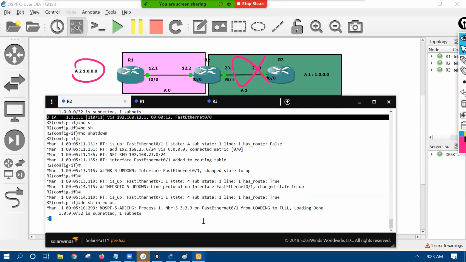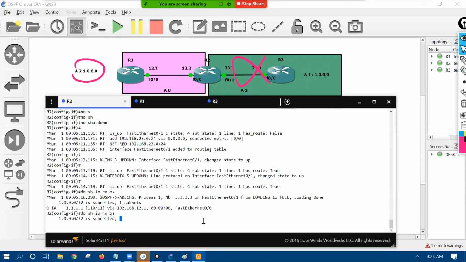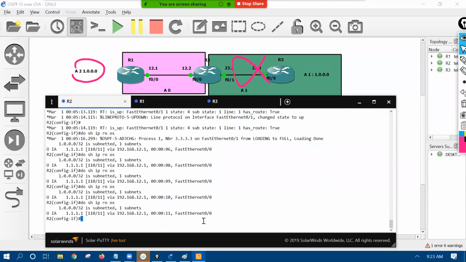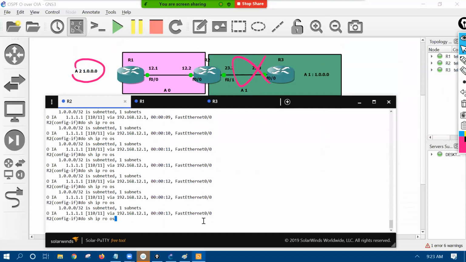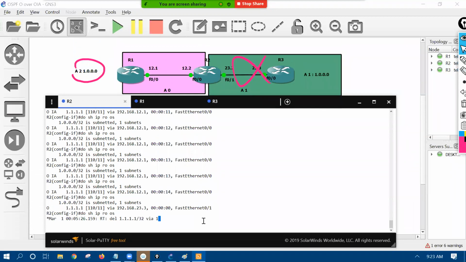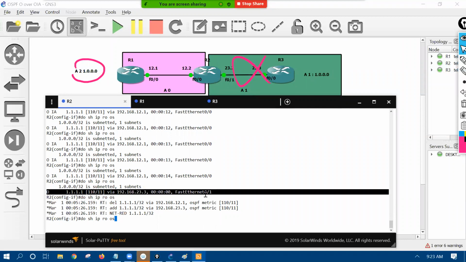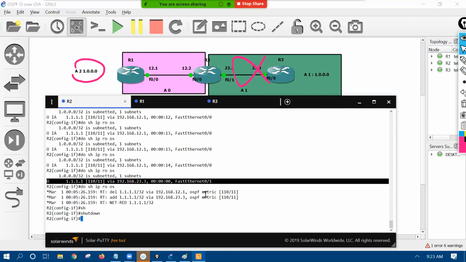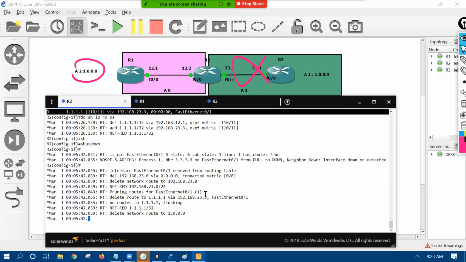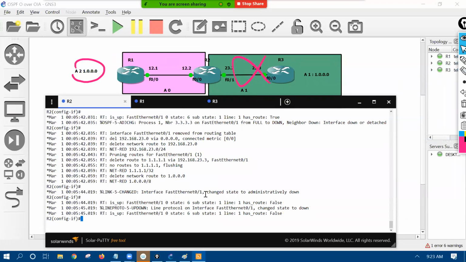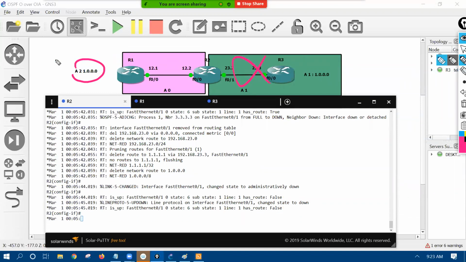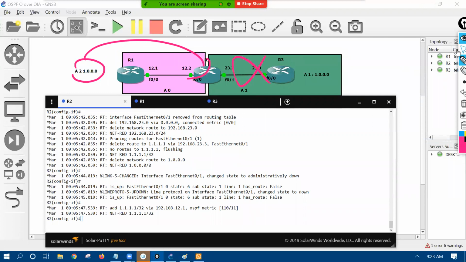So do show ip route ospf. Let's wait for some time. Perfect, right? Again, I'm going to shut down this interface. Again, it will remove and it will put the OI route in the routing table. Again, show ip route ospf.